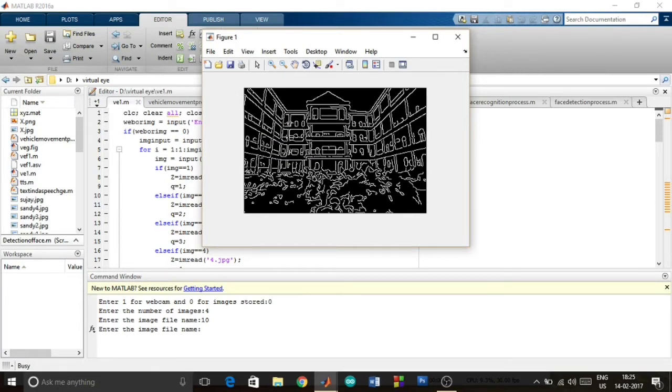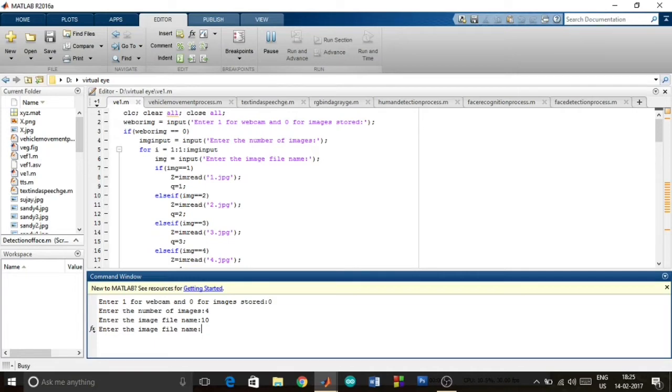Similarly, we have demonstrated for his workplace, a hospital, and a holy place.